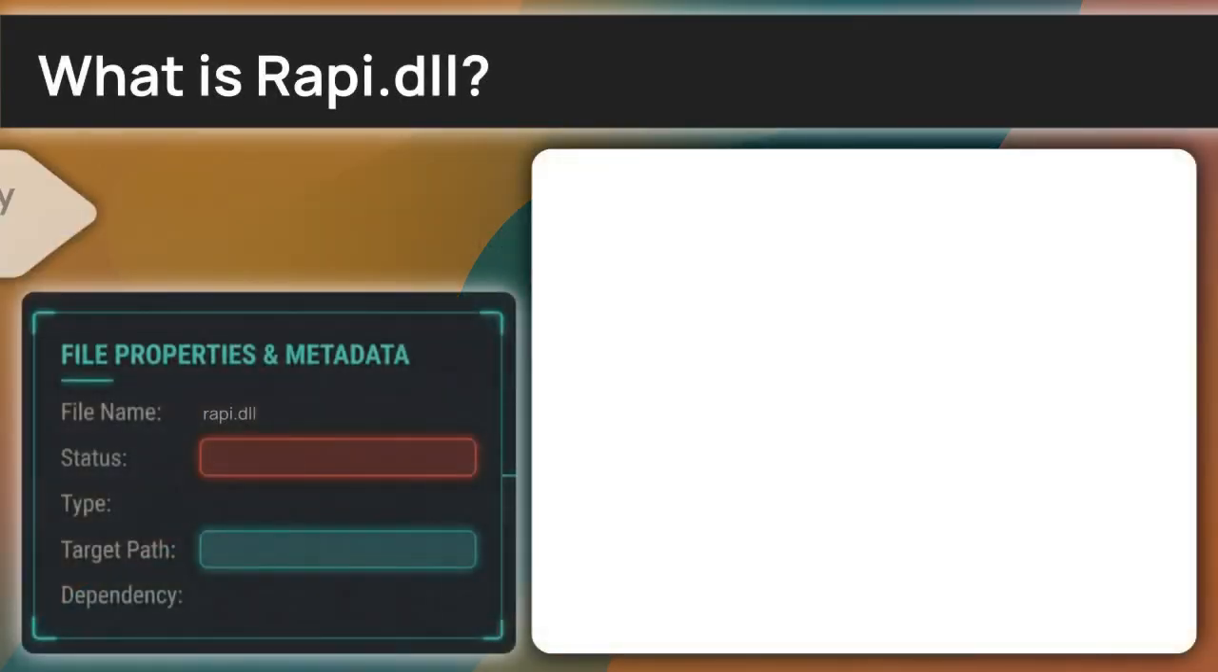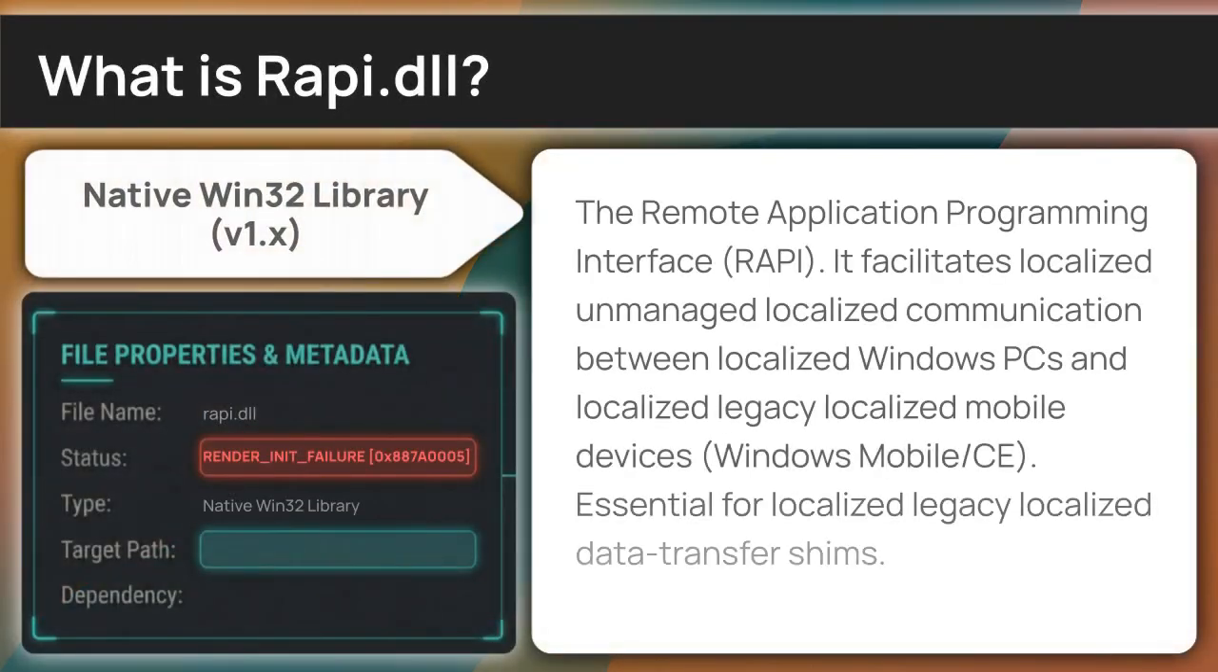This is the Rapi Library, the Remote Application Programming Interface, RAPI. It facilitates unmanaged communication between Windows PCs and legacy mobile devices, Windows Mobile and CE. Essential for legacy data transfer shims.